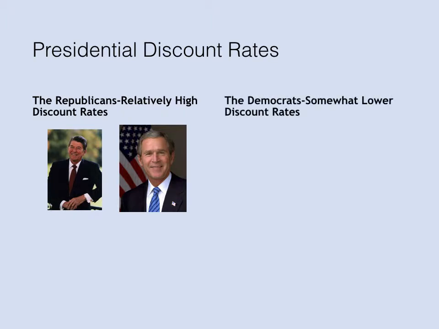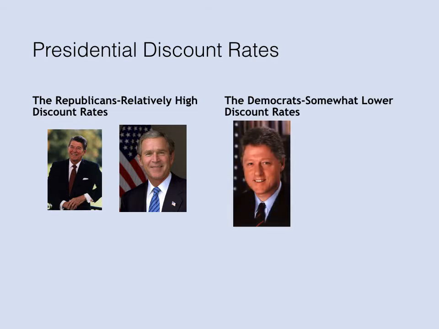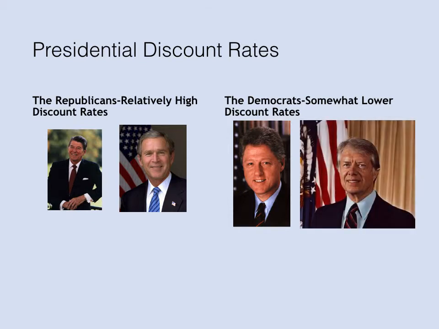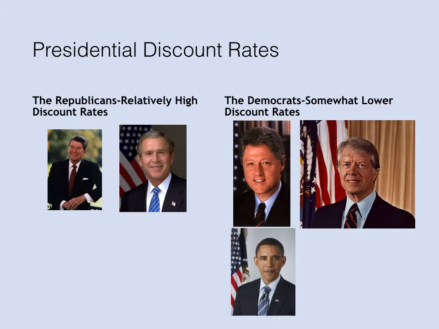The Democrats, however, favored somewhat lower rates. Bill Clinton between 2 and 8%. Jimmy Carter was the lowest of all, as low as 0%. And Barack Obama between 2 and 7%. Our current president, Donald Trump, God only knows, obviously he's a Republican. Something tells me he would favor a much higher discount rate to compensate for what he's losing now.